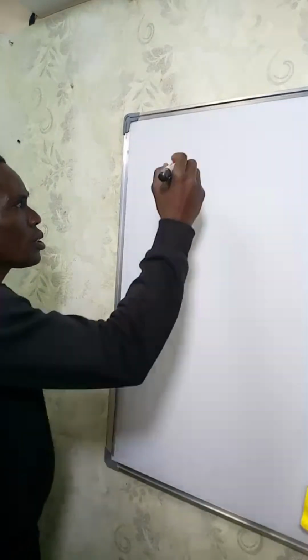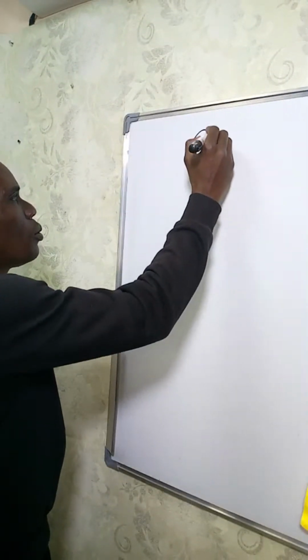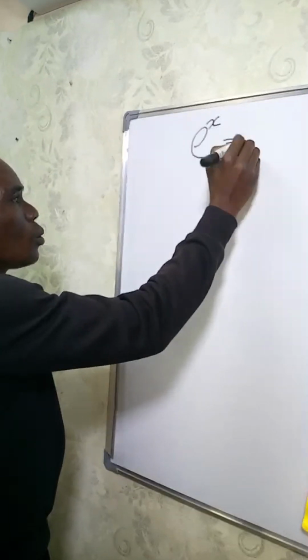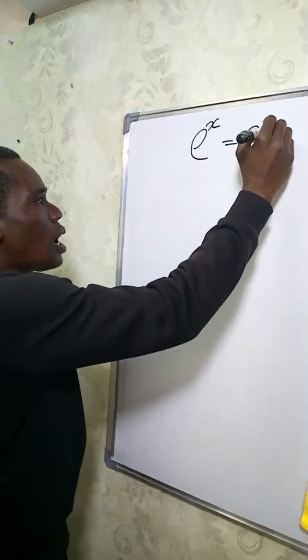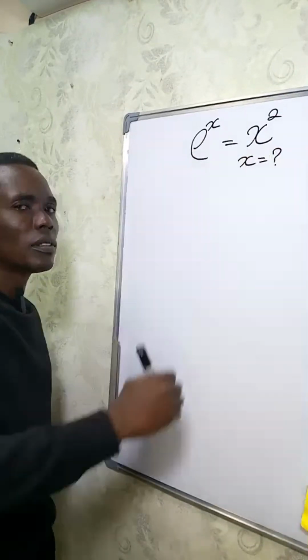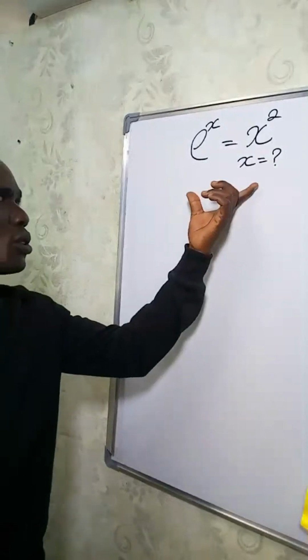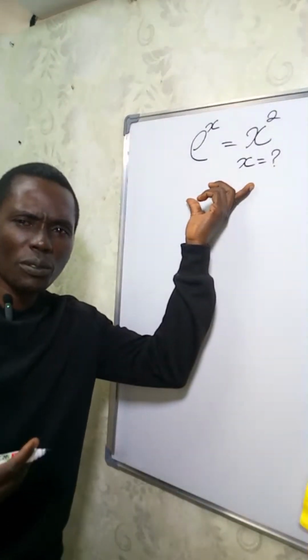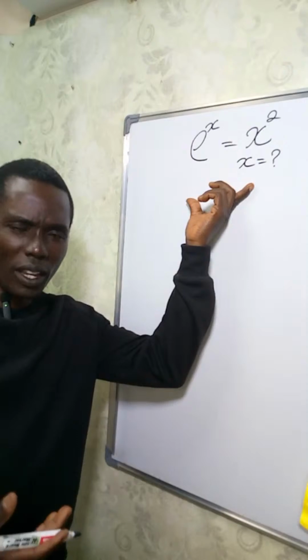Now, have you seen a question like this? The exponent value of x equal to x to the power of 2, and you are asked to find the value of x. If you are given this question, how do you go about finding the value of x?